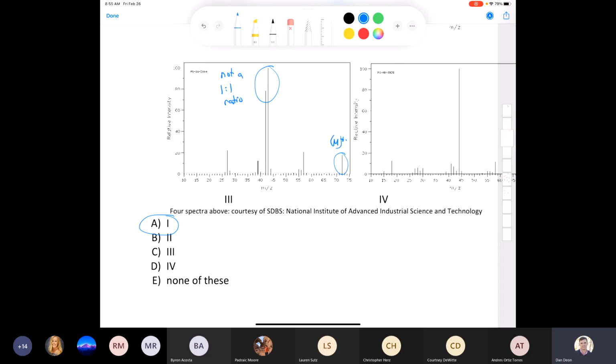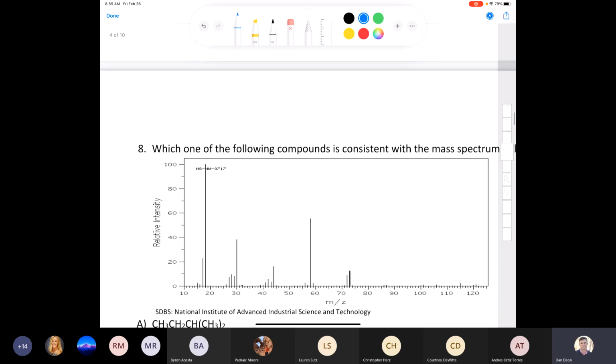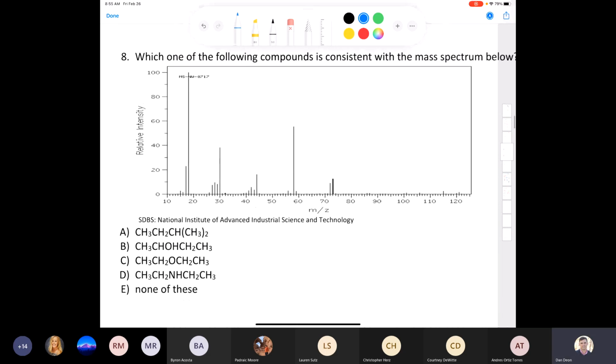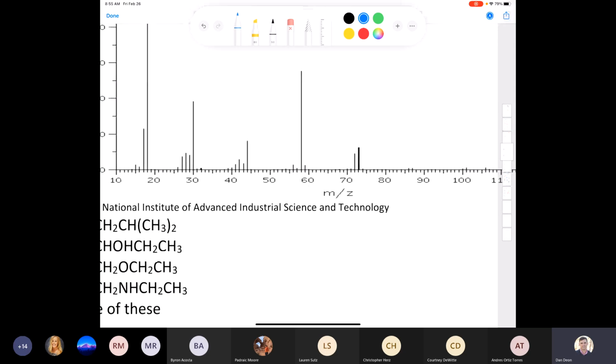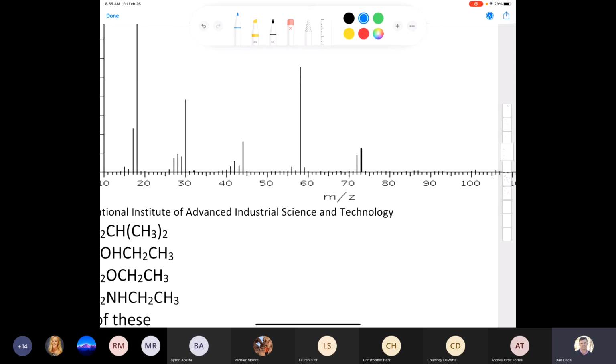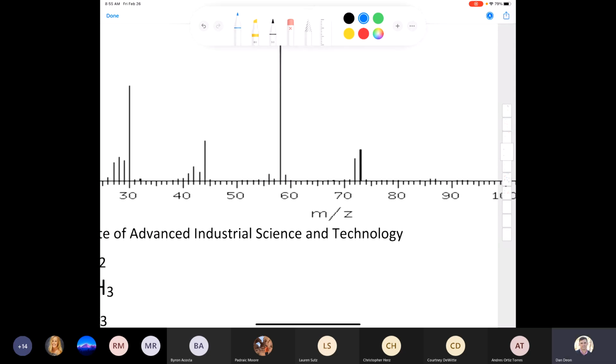All right. Well, there's some time left. Keep rocking and rolling with it here. Let me just try to pick another problem here. Let's take a look at this one. Which one will be consistent with the mass spectrum below? I think that I took this problem from, I've used it many times in this class. I think that I tried to enhance the line now that I look at it.